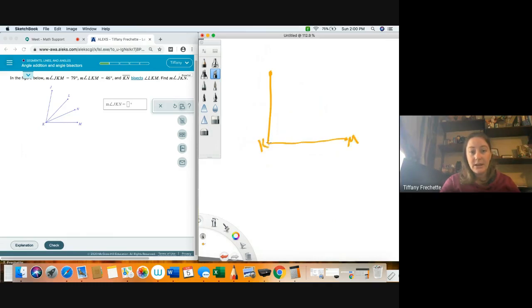M, K, J, L, and I was trying to do a little closer to that drawing. I still don't think I did a very good job on that one as far as getting it super close.